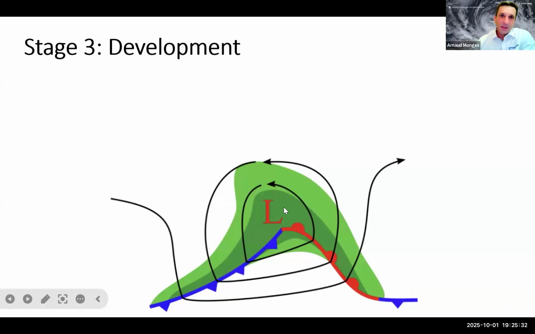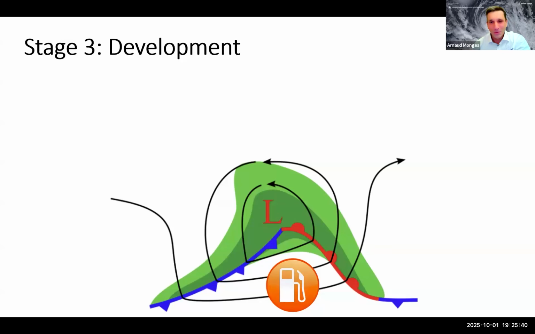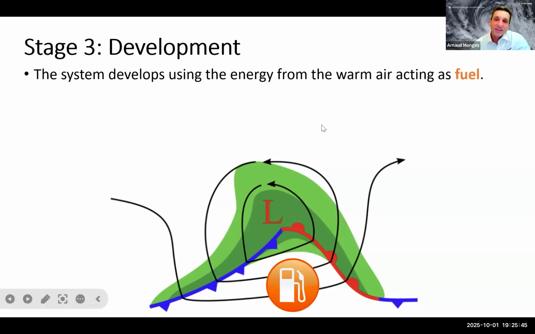The stage three is a development of the storm. So I've put here a big fuel pump. Maybe you wonder what I'm doing. This fuel pump represents the fuel, the energy available. There is another word to refer to this area. We call it the warm sector.